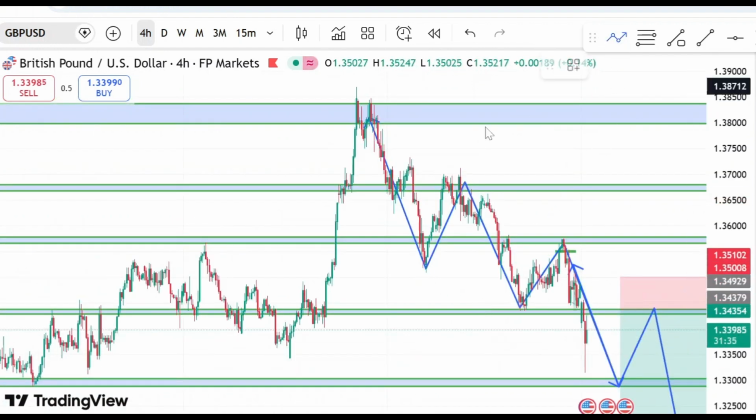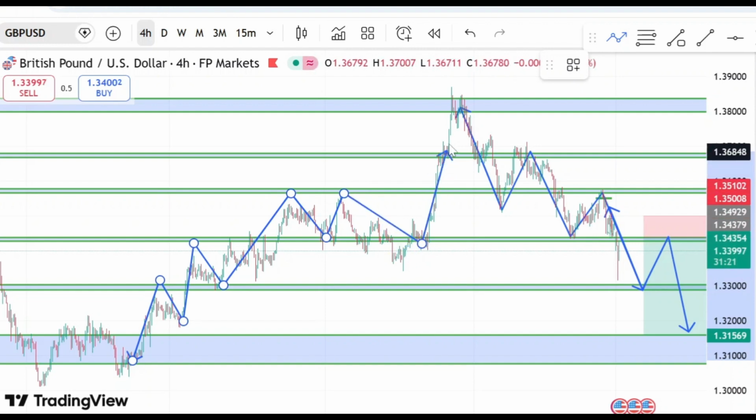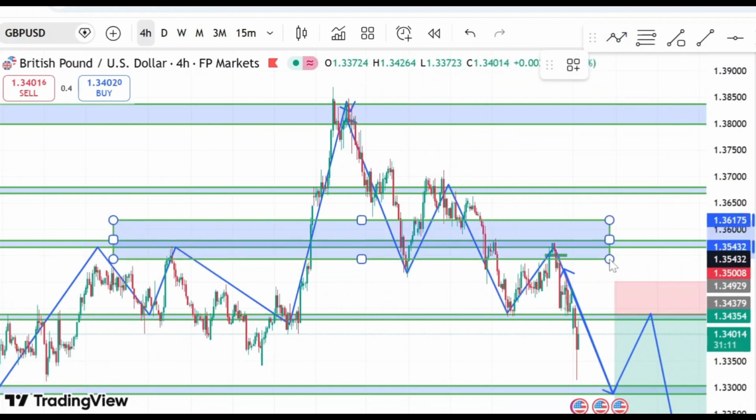As you see, it has been in an uptrend by creating higher high, higher low, higher high, higher low, higher high, higher low, equal high, equal low, break of structure, another higher high. Here we have seen what we call reversal. Okay, the reversal has managed to happen on this daily support.